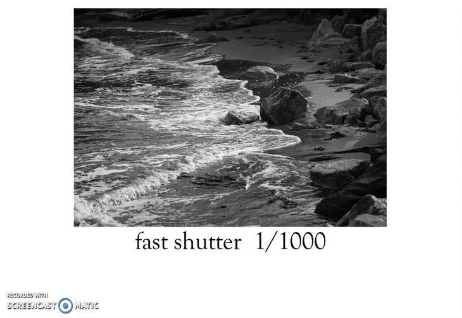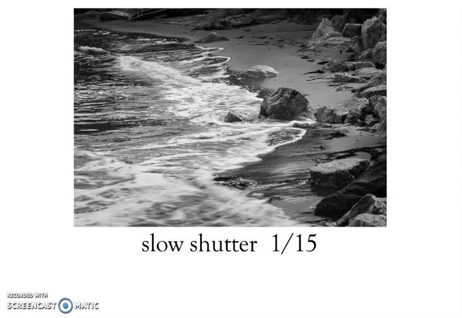So let's look at some examples. Here's a wave crashing that was taken with a fast shutter speed. Notice that the waves are frozen in time. We can say that the shutter, which was moving at 1/1000th of a second, was moving faster than the waves. Now let's look at the other side, slow shutter. So 1/15th of a second is a slow shutter speed. The waves were moving faster. They're blurred.